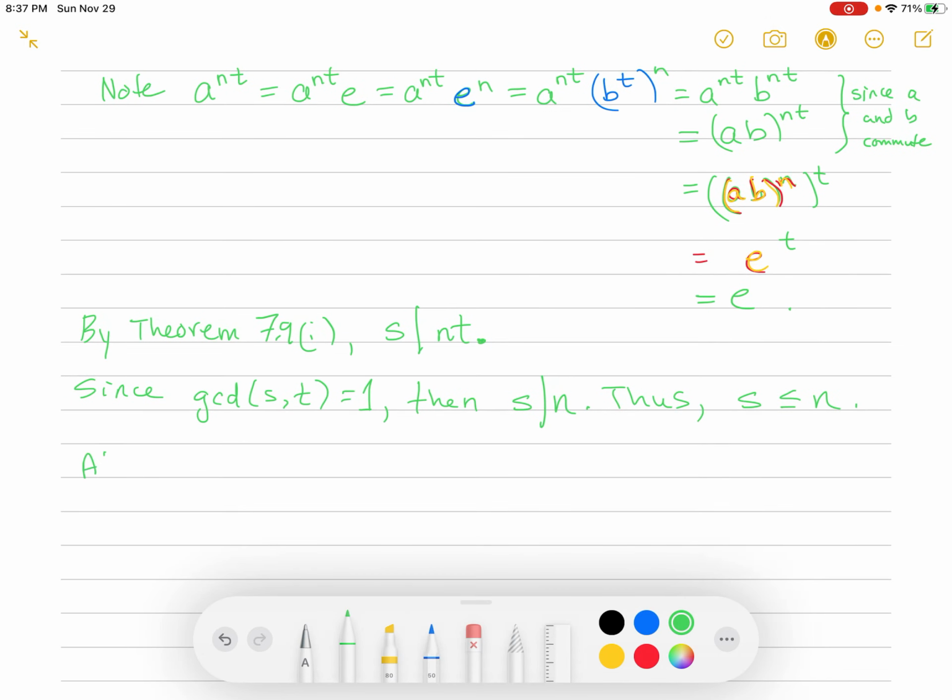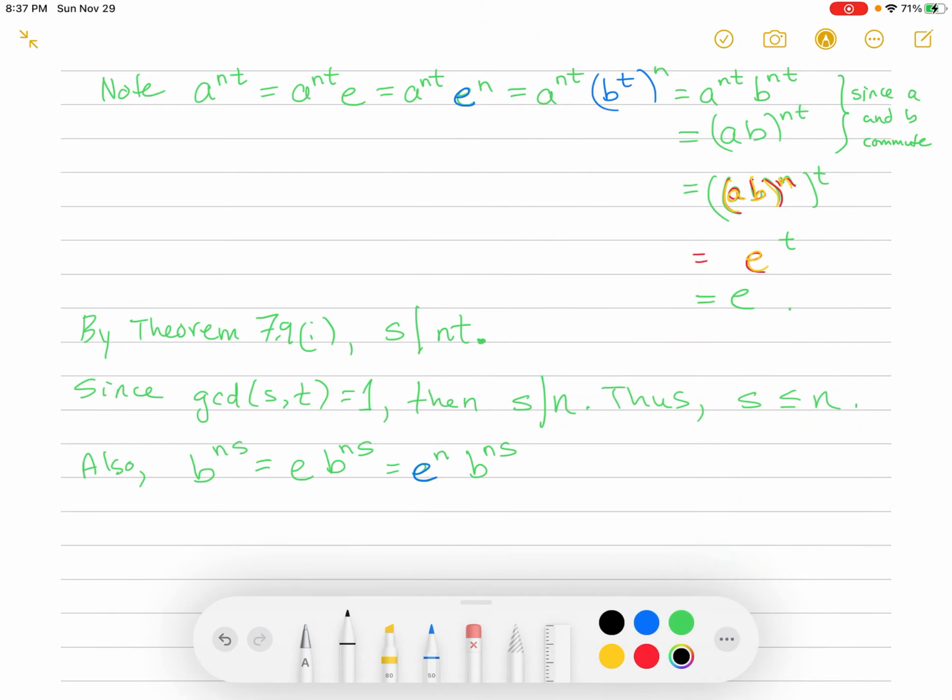Okay. Also, we're going to do something similar. Also, B to the NS, that's the same thing as E times B to the NS. That's the same thing as E to the N times B to the NS.